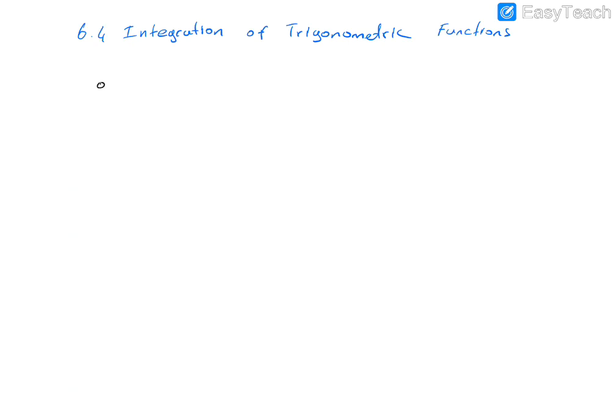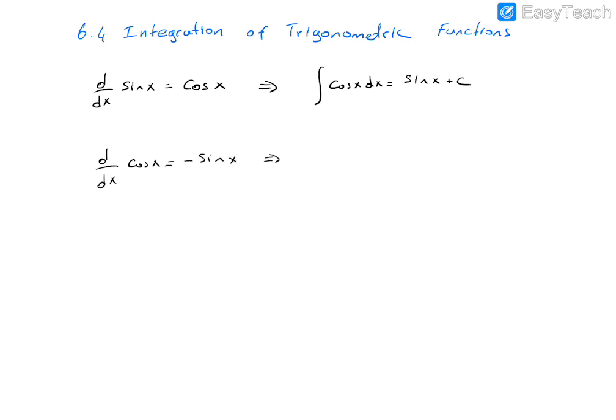For example, what we know is that the derivative of sine x is cosine x. So this implies the indefinite integral of cosine x dx is sine x plus c. And the derivative of cosine x is minus sine x. Directly from here we can say sine x is minus the derivative of cosine x. So the integral of sine x dx equals minus cosine x plus constant c.